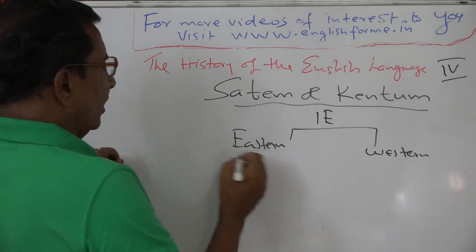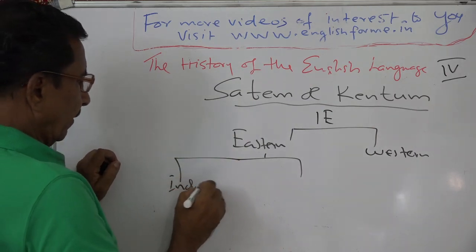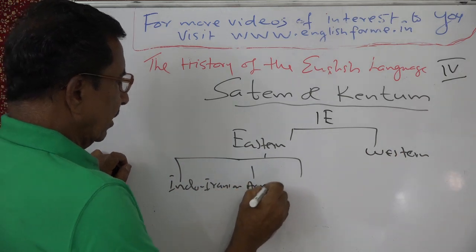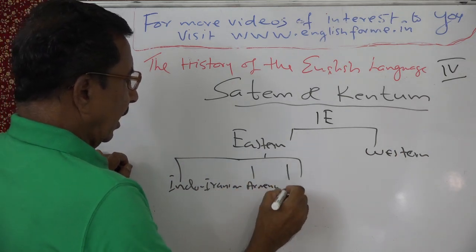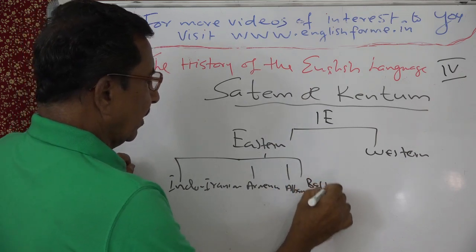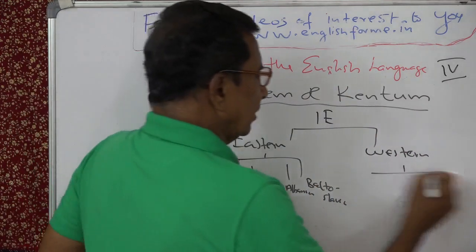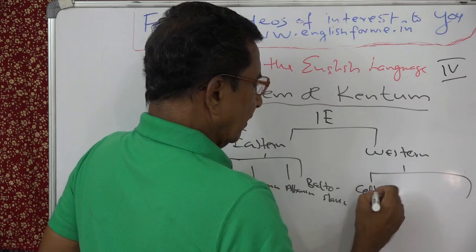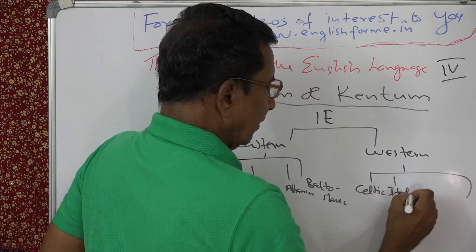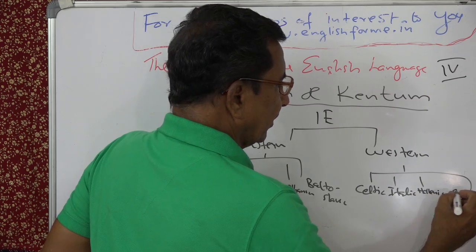You remember that, no? That is Indo-Iranian, then Armenian, and Albanian, Balto-Slavic. And here you have got Celtic, then you have Italic, Hellenic, and the Germanic.